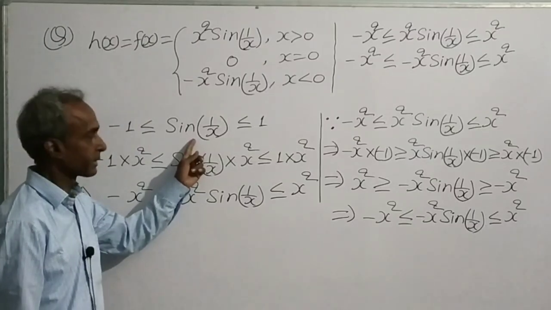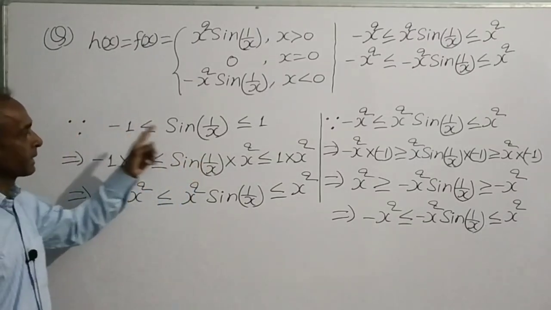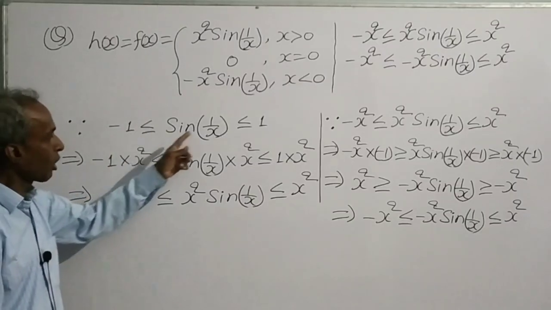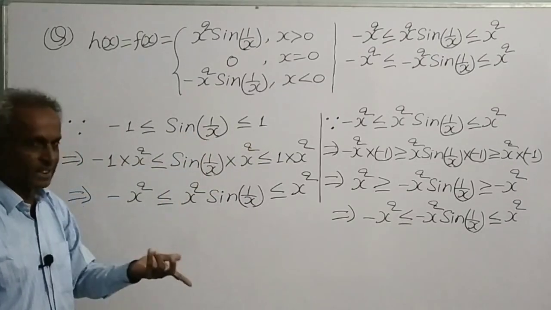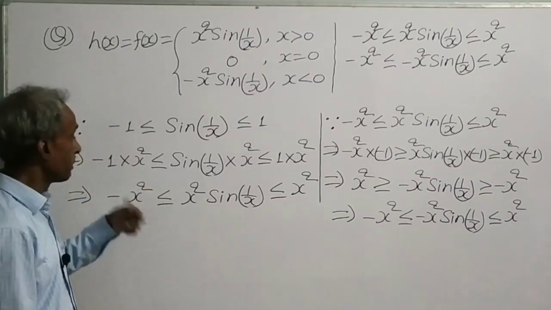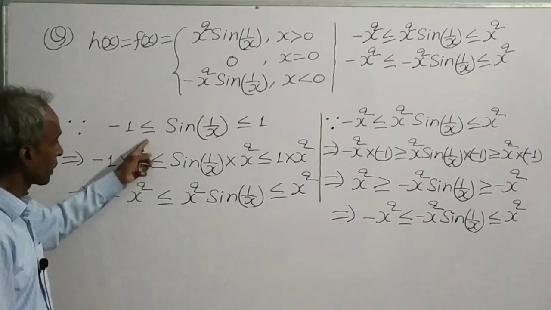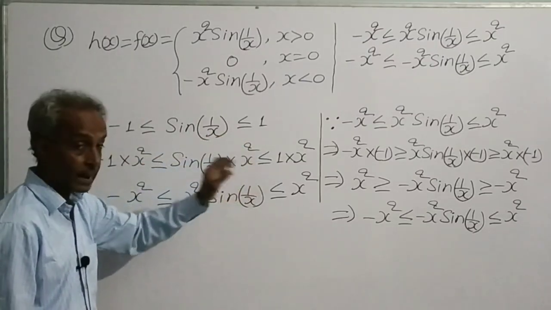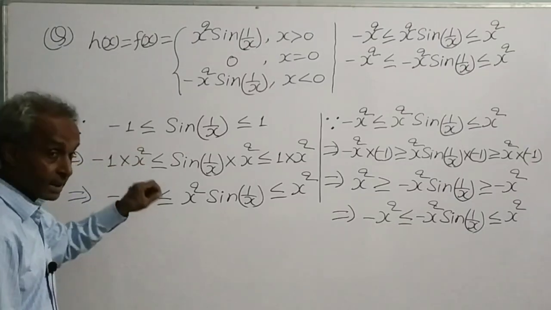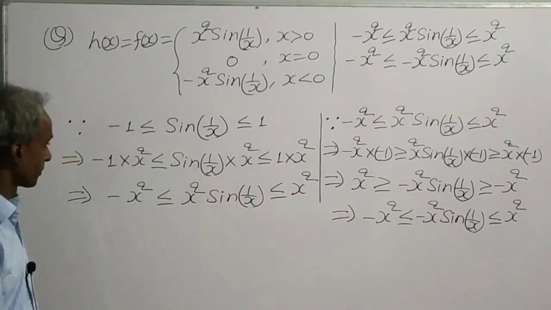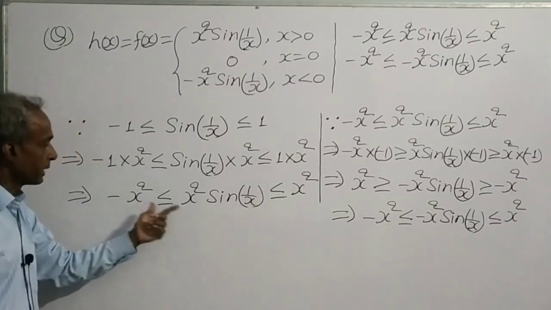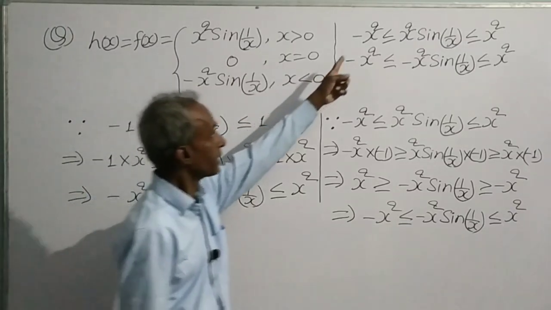Sine 1 by x lies between minus 1 and 1. Multiplying each of these three by x square, x square will be a positive number. Therefore, the inequality will remain as it is. The inequality will not change. Thus we get this result. We write this result here.